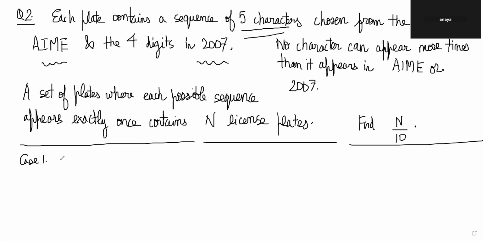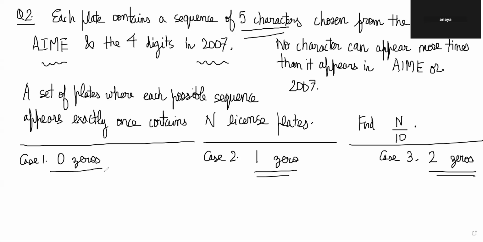In case 1, 0 is repeated, and case 2 is 0 is not repeated. What do you mean zero is repeated? Sorry, one case is that there are 2 zeros, another case is that there is 1 zero, and one case is that there is no zero. How many license plates can be made in each of these cases?